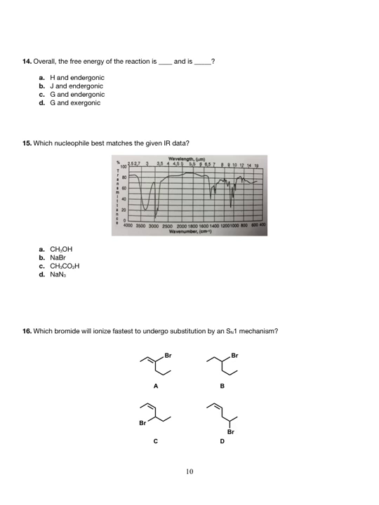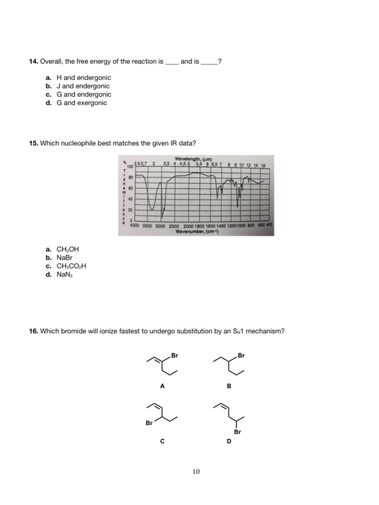Question 14, overall the free energy of the reaction is, since the free energy of the reaction, the products were lower than the starting materials, the value is negative delta G, and it's exergonic, since we're talking about free energy specifically. So the answer here is D.